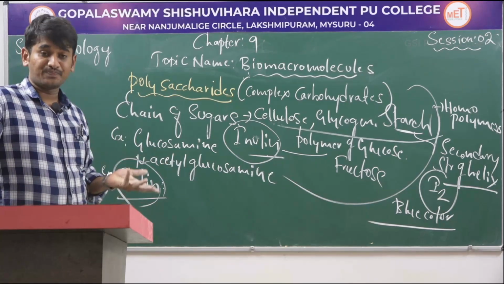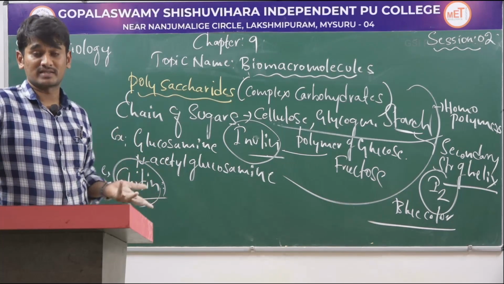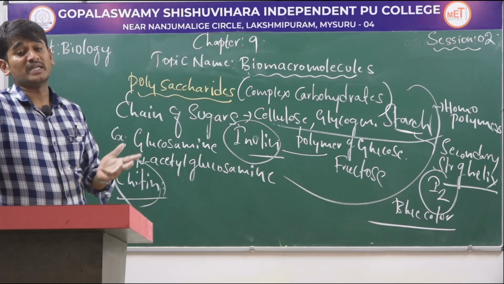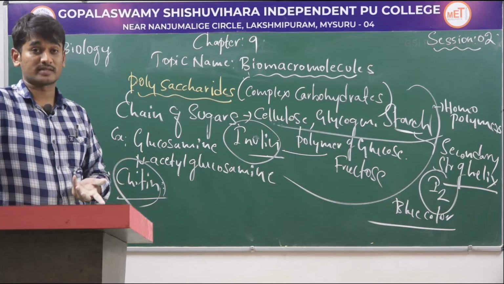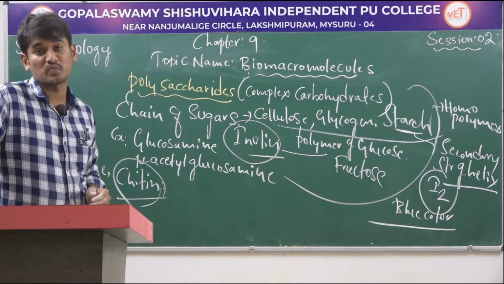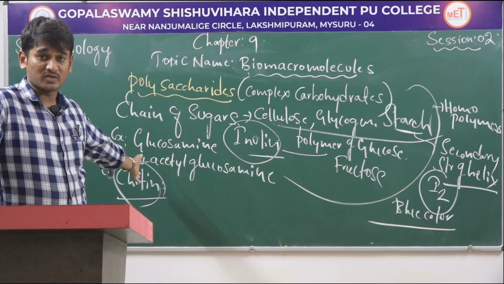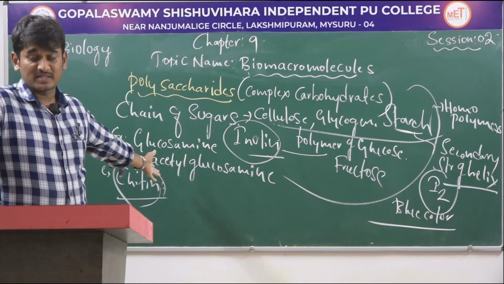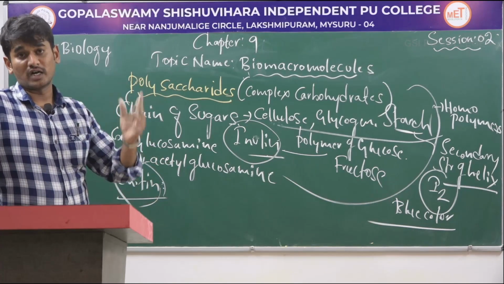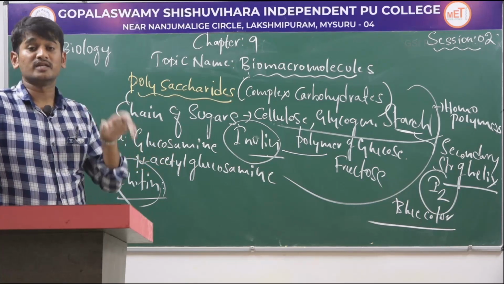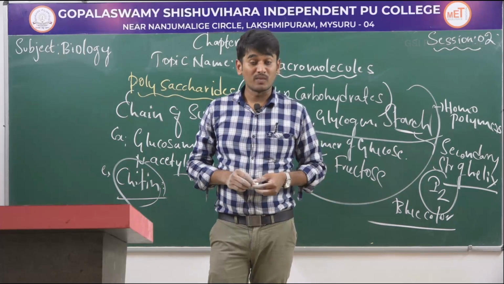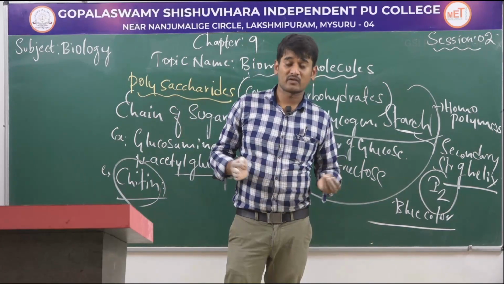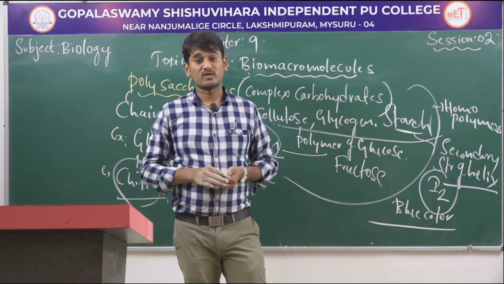And some polysaccharides are complex polysaccharides. These complex polysaccharides present in nature have building blocks of amino sugars and chemically modified sugars. Example, glucosamine and N-acetyl glucosamine. An example is chitin. Chitin is a homopolymer of N-acetyl glucosamine. This chitin is present in the exoskeleton of arthropods, for example crabs, and in the cell wall of fungi. And one more thing, the glycosidic bond in polysaccharides. This glycosidic bond is formed between carbon atoms of two monosaccharides by the process of dehydration.